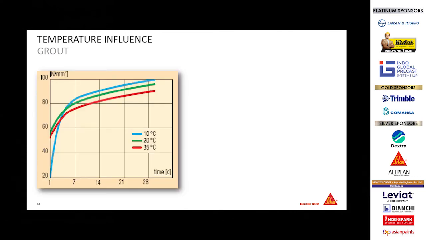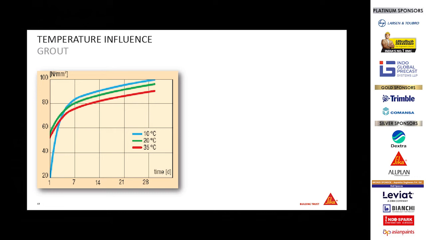The second important aspect is the temperature, and how it influences the grout. You can see here three different situations. One is at 10 degrees, the compressive strength again at 10 degrees. The second one is 20 degrees, and the red one is 30 degrees. So you can see, when the temperature is very low, the strength gain happens at a very slow pace.